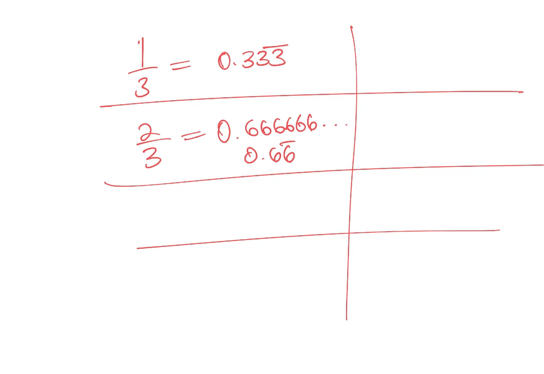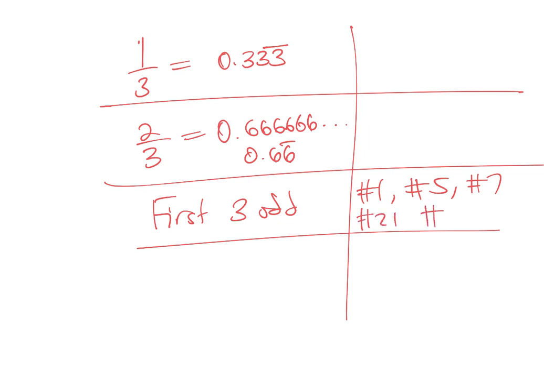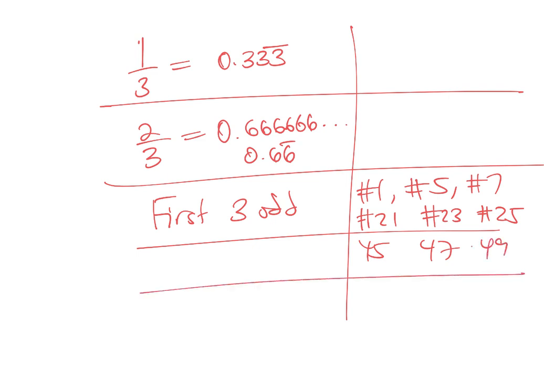Looking at the practice problems, I would recommend just doing the first 3 odds. So let's say number 1, number 5, and number 7 from each section. First 3 odds, and then number 21, 23, and 25, and so on from each section. So 45, 47, and then it moves on to 49 from that section, and so forth. We're just doing the first 3, and then there's 61, 63, and 65.